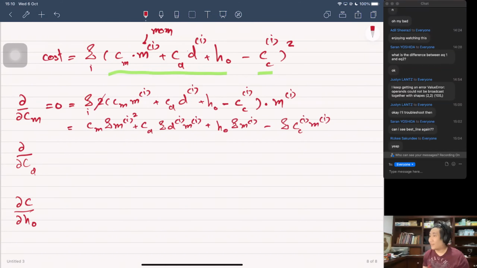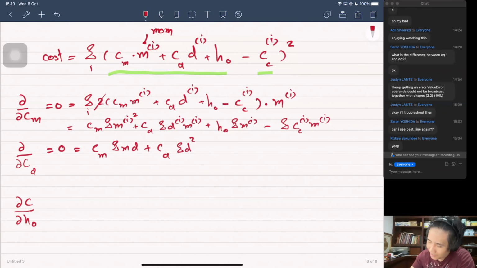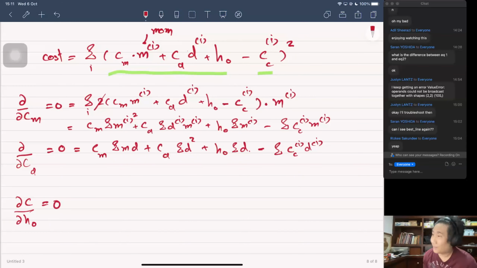Which looks very close to what you have, right? For C dad, you can guess it's almost the same thing. Let me just write it. It's going to be C mom, the sum over mom times dad, plus C dad, the sum of dad squared, plus H0, the sum of dad, minus the sum of C_i D_i.